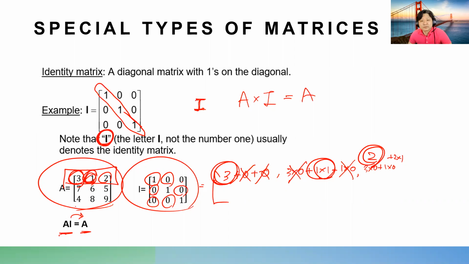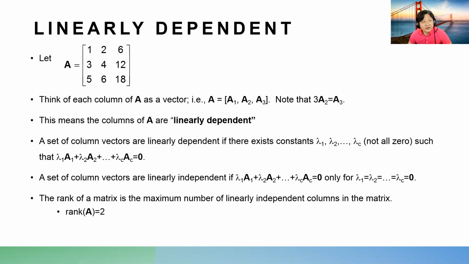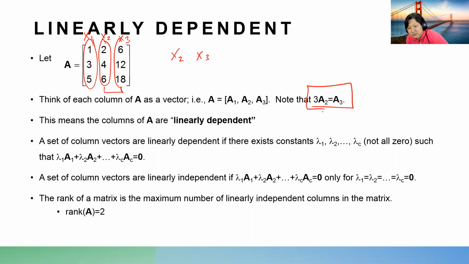Any questions? No? Right, and linear dependent. So linear dependent means in the matrix, one column is linearly related to another column, which is called linear dependent. For example, in this case, we have 3 columns, right? 1, 2, 3. So let's say these are x1, x2, and x3. If you look at this, x2 and x3 are linearly dependent, because these 2 columns satisfy this relationship.